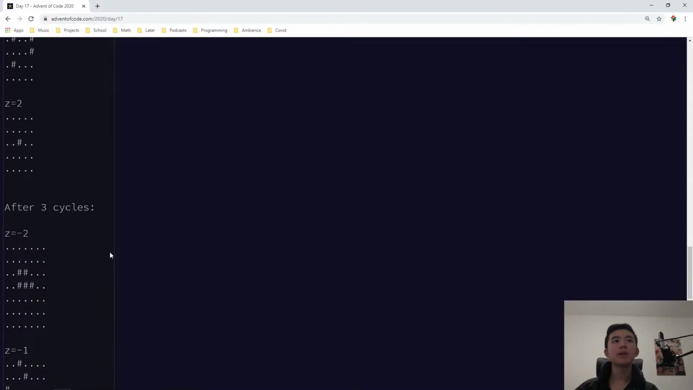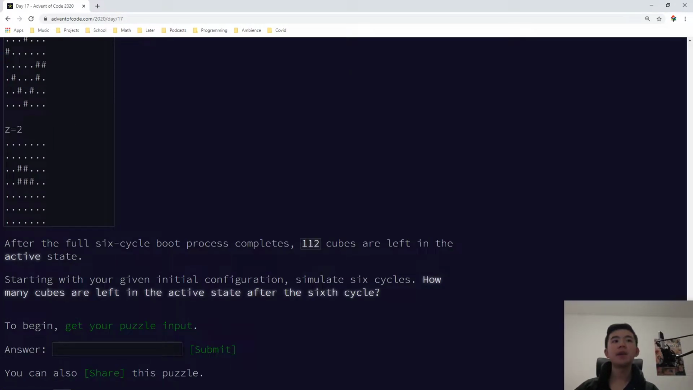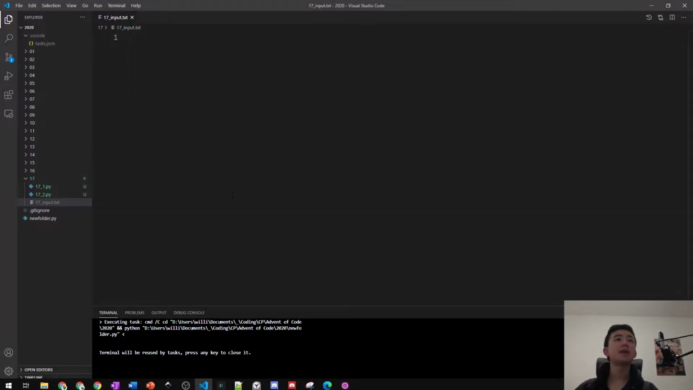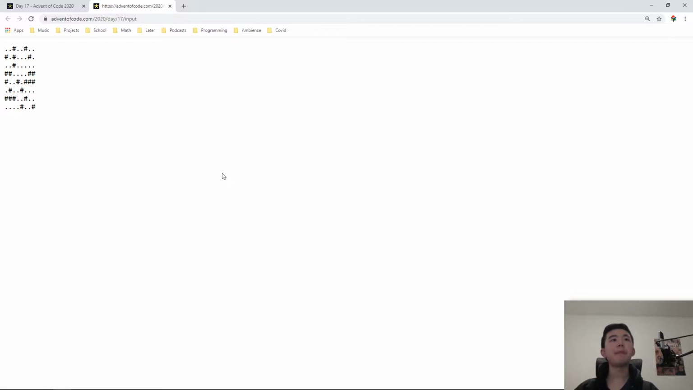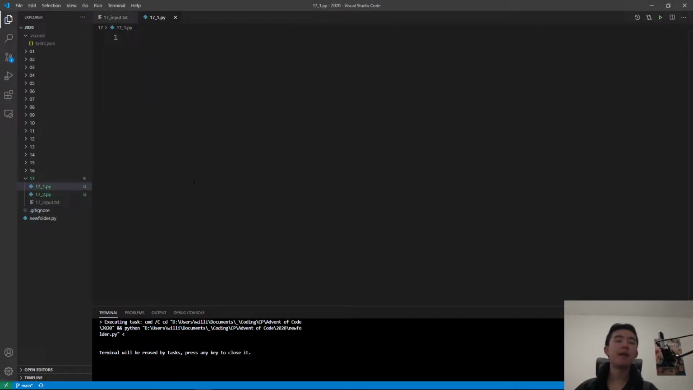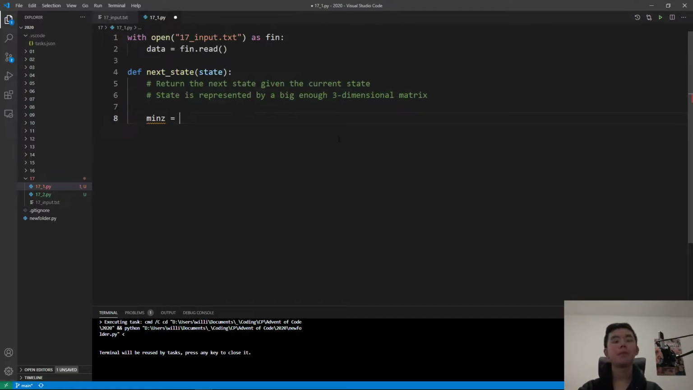Wait, 1 second, I'm just going to review this. Okay. Starting with your given initial configuration, simulate 6 cycles. How many cubes are left in the active state after the 6th cycle? Okay, so this problem shouldn't be too hard. The input's actually rather small. But yeah, we're just going to go about doing this, and I'll be back in about 5 seconds.